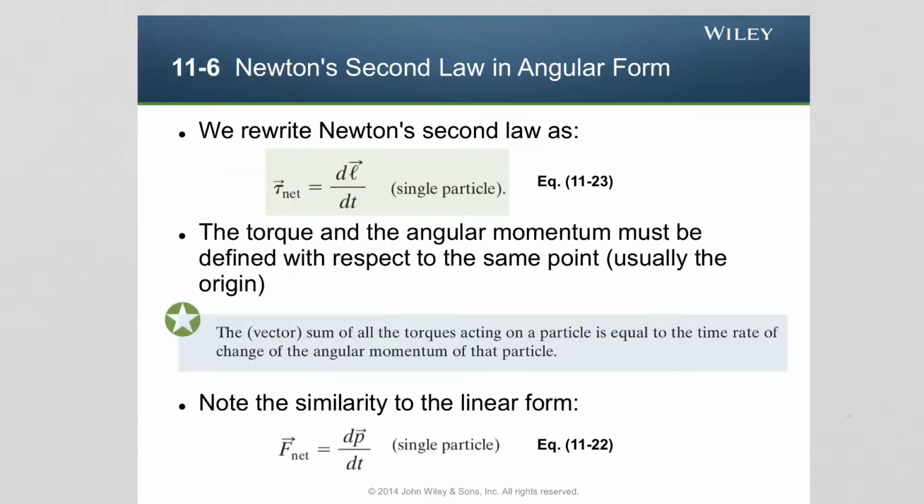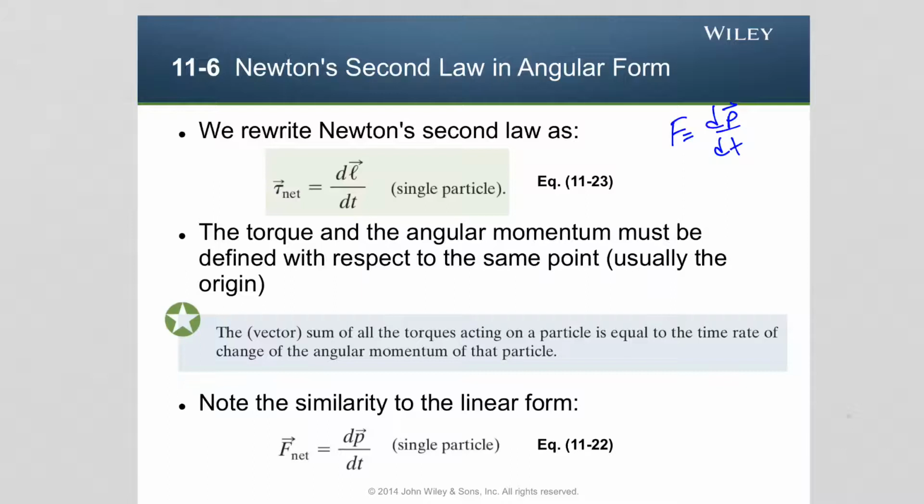In the lecture on linear momentum, we talked about Newton's second law in the form F is equal to dp dt. So the force acting on an object or a particle was equal to the time derivative of the linear momentum of that object or particle.